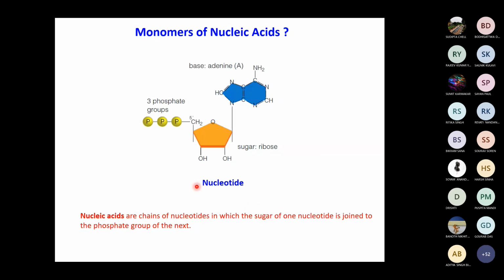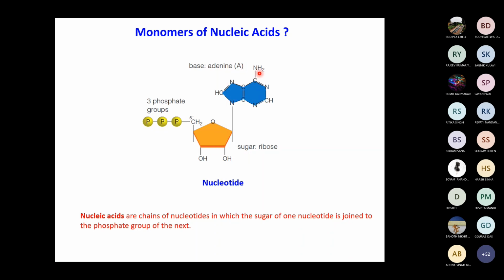So nucleotides are the monomers of nucleic acids. Many nucleotides join together to form a nucleic acid. And how does a nucleotide look? This is the structure of a nucleotide. You can see there are three components. This orange one is the sugar. I am showing here a ribose sugar.